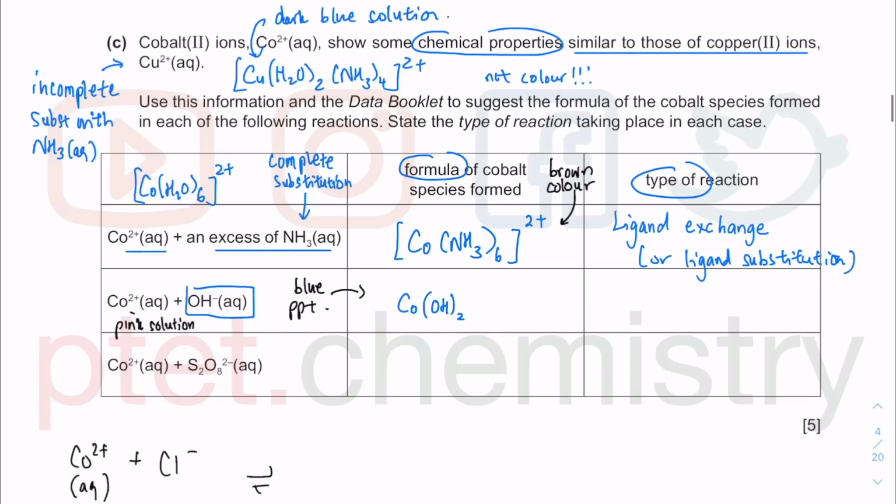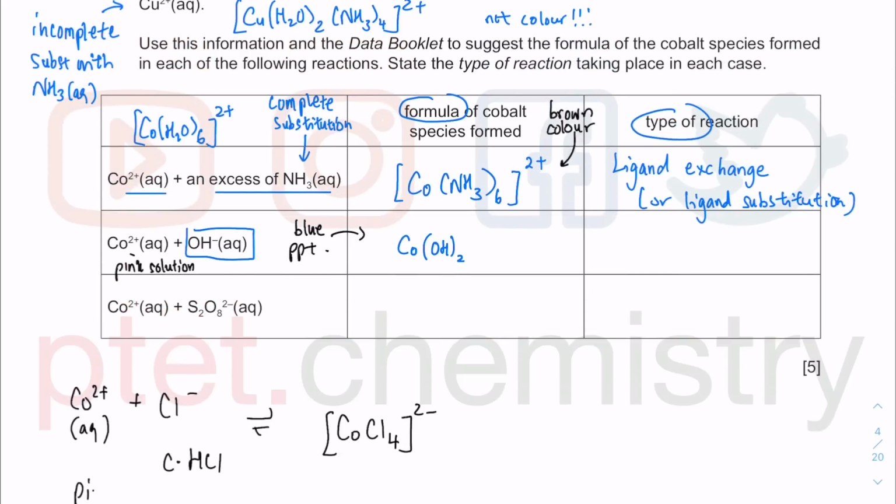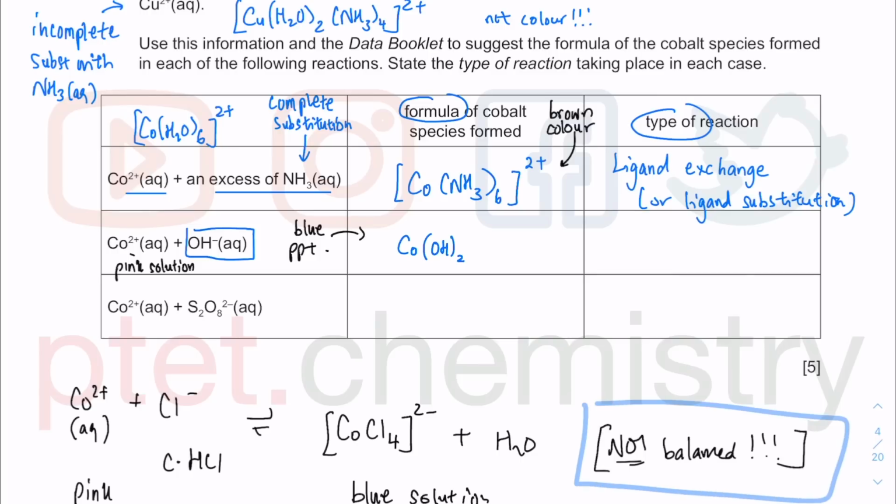Chloride is much bigger, so what you get is CoCl4 2 minus, just like copper 2 plus, but this one is pink solution, whereas the one on the right hand side is a blue solution. And of course you will kick out the water as well. My equation is not balanced here, so I better take note of it. And when you want to write the actual equation, you have to balance the actual equation. Okay, so don't leave it not balanced there.